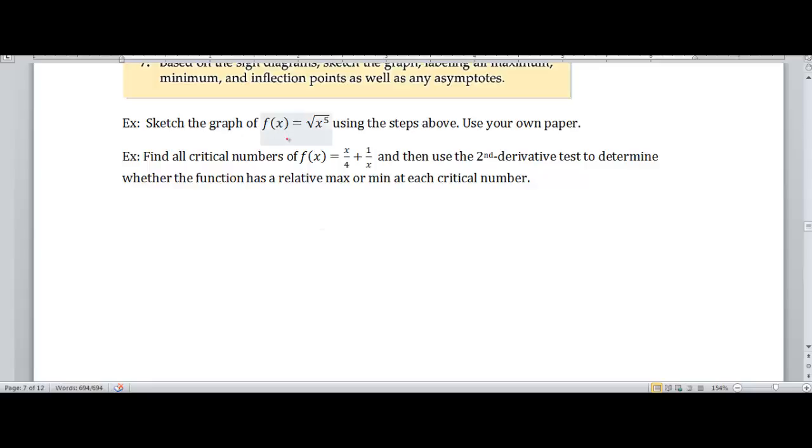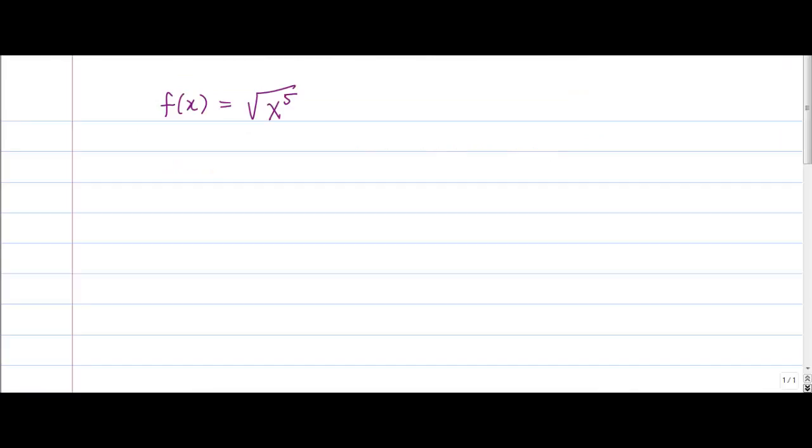Okay. Sketch the graph of f of x equals square root of x to the 5th, using these steps above. Use your own paper. So let's go ahead and do that. Okay, so here I have the function. Let me write it as x to the 5/2, makes the derivative taking easier. Okay.